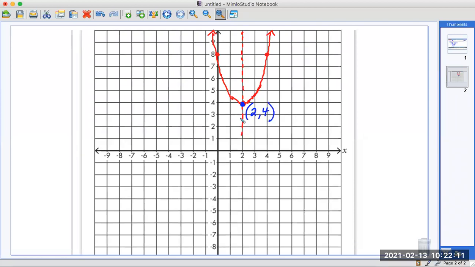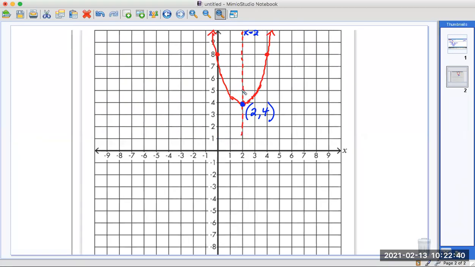The focus is a point on the inside of the parabola on the axis of symmetry. By the way, the equation for the axis of symmetry is x equals 2. The x coordinate gives you that, and x equals 2 is called the equation of the axis of symmetry. It goes through 2 on the x-axis. It's a vertical line, so there's our equation.